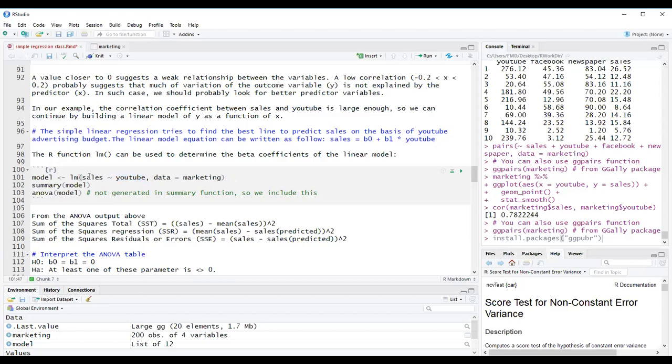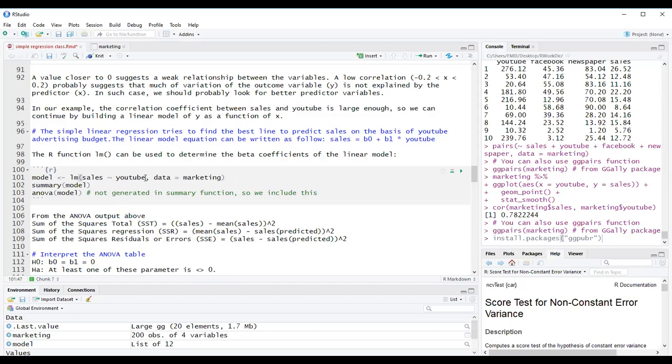So this is our code, guys. Very simple, very easy to run regression in R. LM, which means your linear model. Sales is your dependent variable, and then tilde for your independent variable.